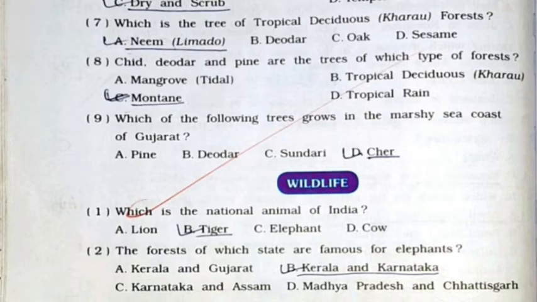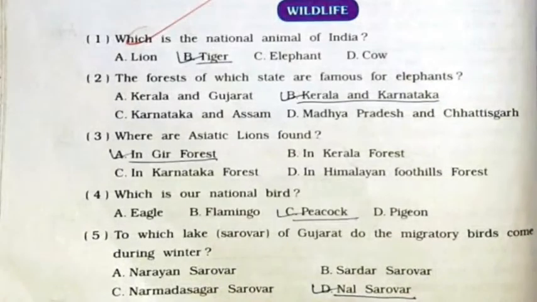Ninth, which of the following trees grows in the marshy sea coast of Gujarat? It's option number D, chair. Now we'll continue with the MCQs of wildlife. First one, which is the national animal of India? It's option number B, tiger.